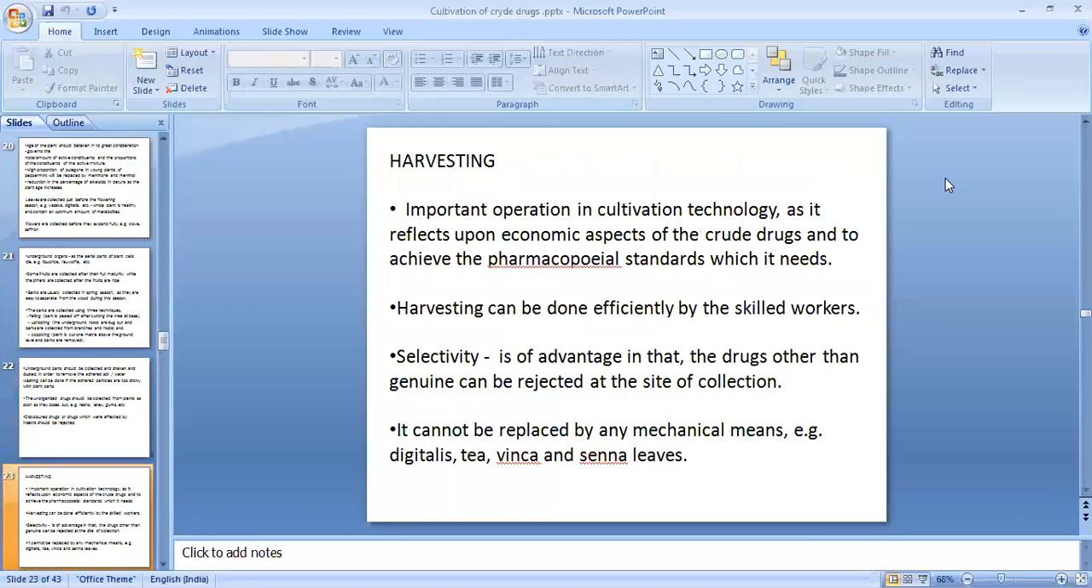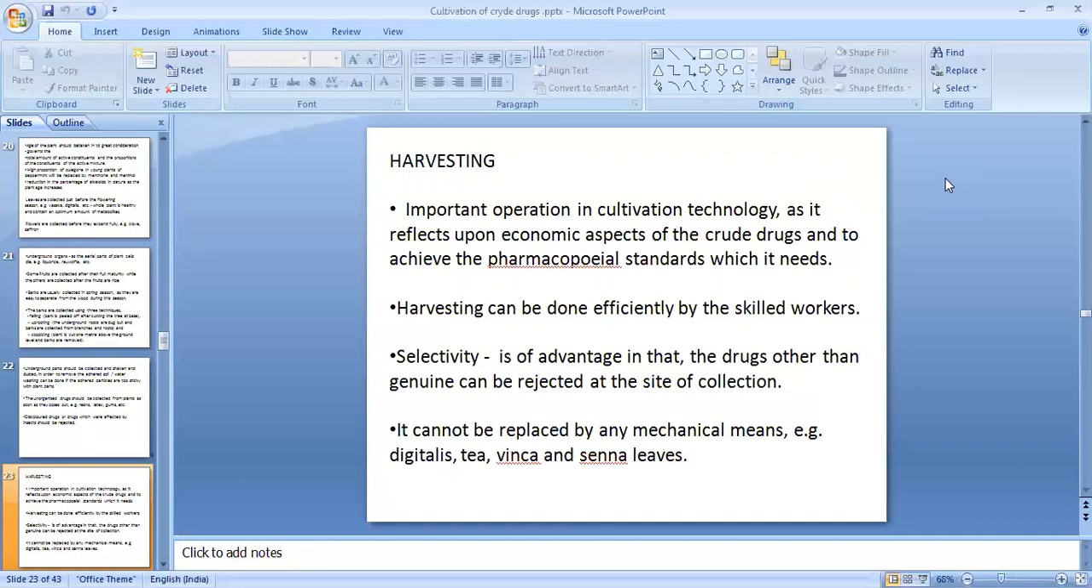And next is harvesting. You have seen the time at which the different parts of the plant should be collected. The next point is how you are going to collect, and that is called harvesting. Harvesting plays a very important role in cultivation technology. Why? Because the way of harvesting will depend upon the economic aspects, that is the cost-wise requirement, and also the pharmacopoeial standards.